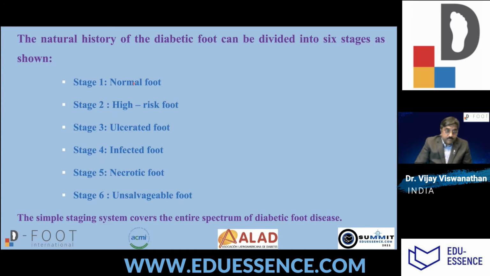This is a beautiful algorithm from King's College in London by Professor Mike Edmonds and also by Ali Foster some years ago, but still very much valid. And this is stage one and stage two, when you have a normal foot and a high risk foot, that we as physicians and primary care physicians must identify, and prevent patients from getting into an ulcer stage, infection stage, necrotic or gangrene stage, and so on. So let me spend 2 minutes on how to examine a person with diabetes for high risk feet.